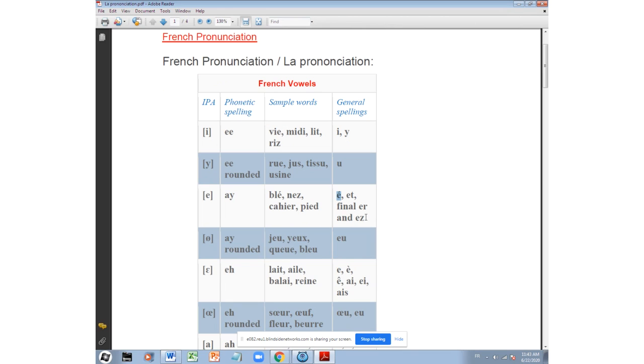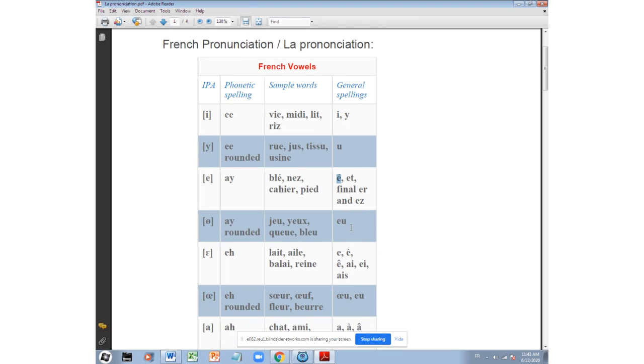So the sample once you are given there is bleu, because the E at the end after letter L has got the accent, what we call in French accent aigu. Accent aigu en français. Donc, on prononce ça. Il est plus silent. So we say bleu, né, cahier, pied. I repeat, bleu, né, cahier, pied. Next.